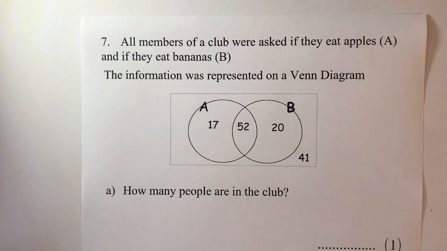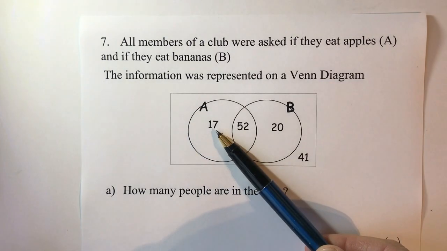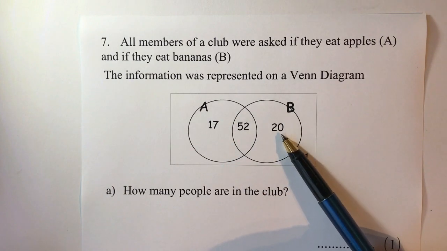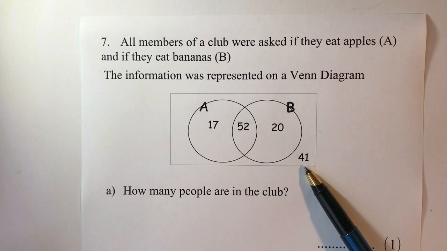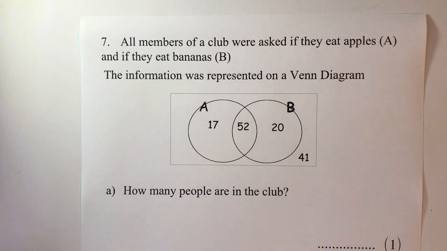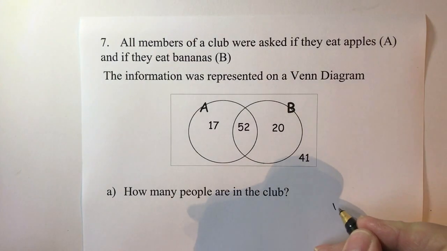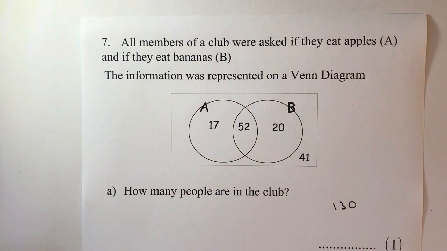Okay, so it says all members of a club are asked if they eat apples and if they eat bananas. The information is represented on a Venn diagram. How many people are in the club? Okay, well what we're saying here is 17 people said they just like apples, 20 people said they just like bananas, 52 people said they like both, and 41 people said that they don't like either. So in which case, the total amount of members in the club must be 130.